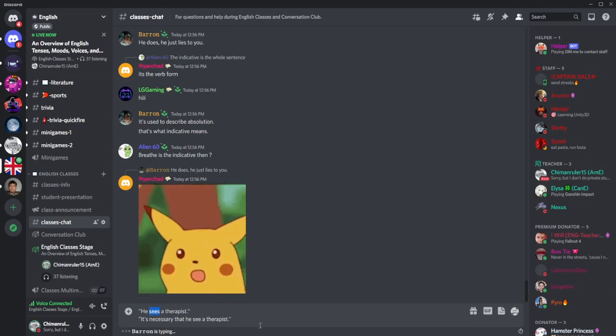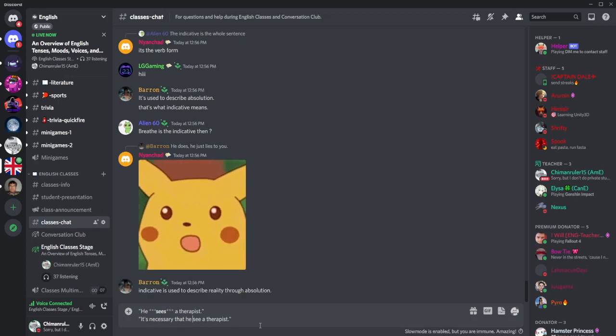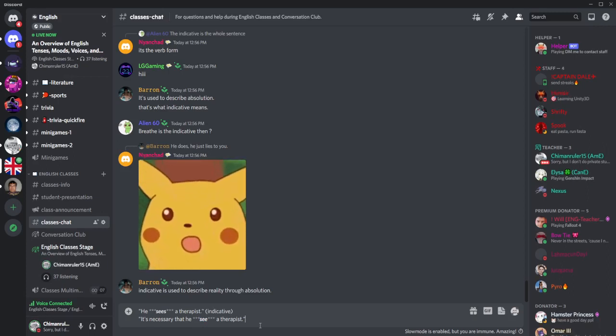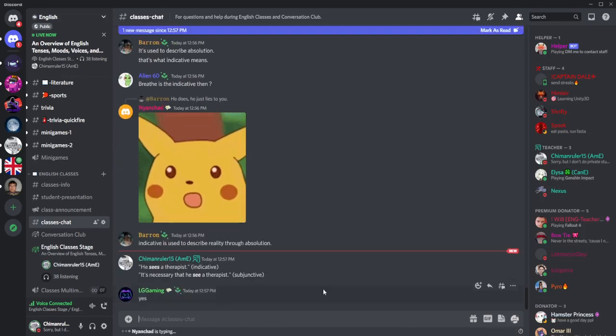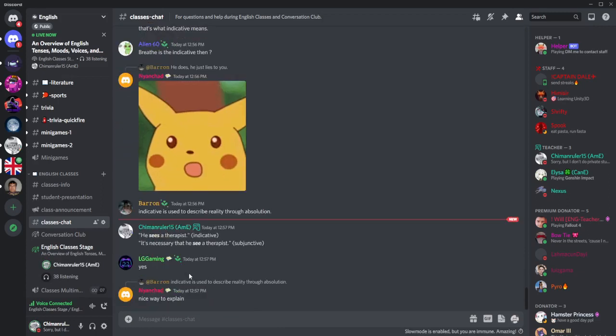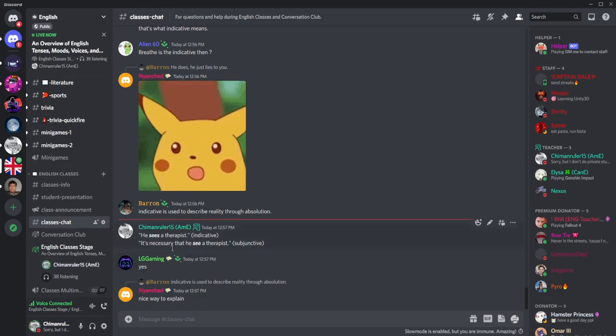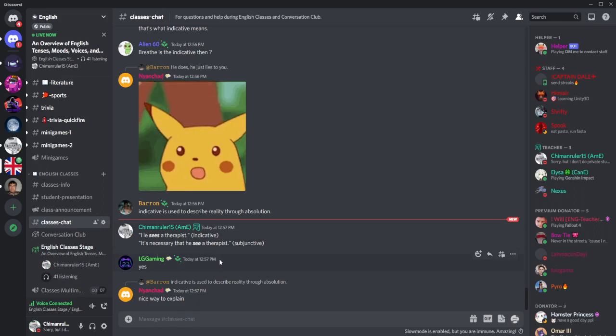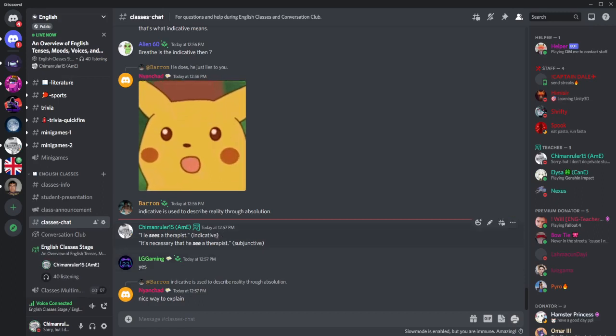Okay, so let me explain this difference one more time. The indicative is used to describe reality. "He sees a therapist." Indicative. "It's necessary that he see a therapist." Subjunctive. In the first one, someone sees a therapist. That's a fact. In the second one, someone doesn't see a therapist, but someone else believes that it's necessary for the person to see a therapist. So that's the subjunctive there. That's the difference. The indicative deals with reality, or strongly believed reality, or asserted reality.